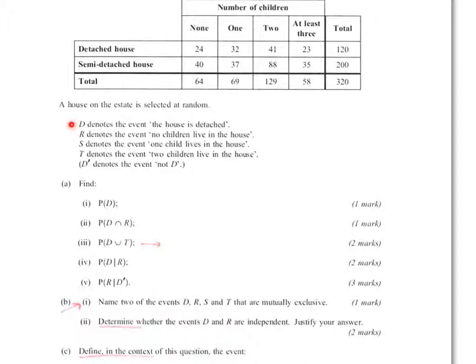Again, looking at D and R, are they independent? Justify your answer, and it's using the word determine. Here you could use the formula. So you could work out the probability of D and R happening, which you've already got over here. The probability of D separately, and the probability of R, which you'd still need to work out. And if they multiply together to make this one, then they are independent.